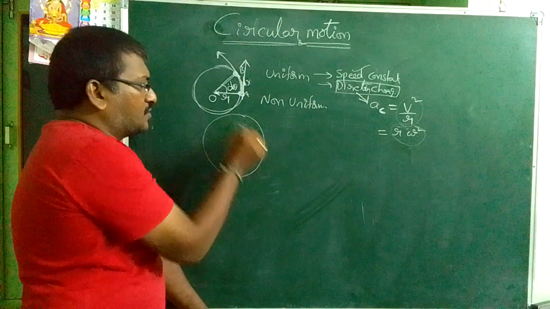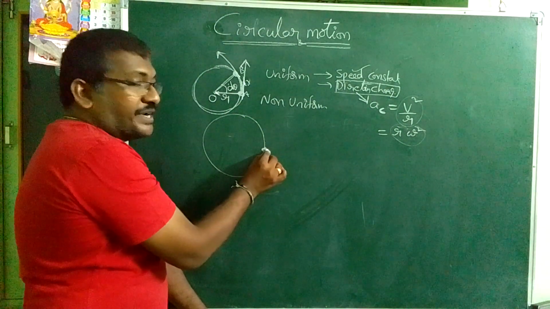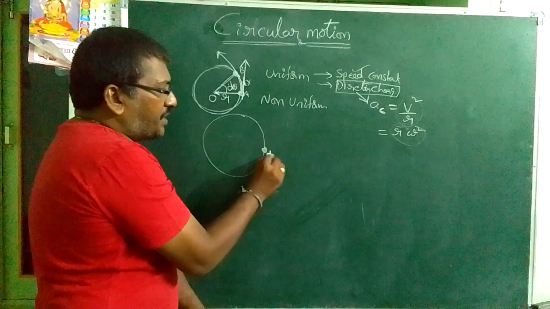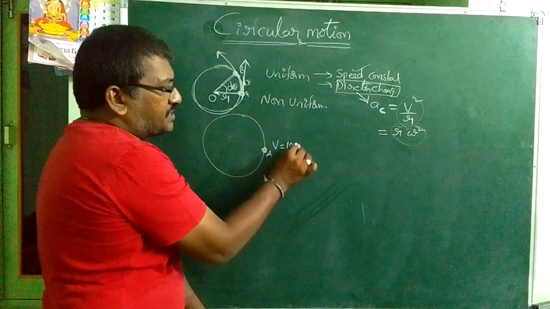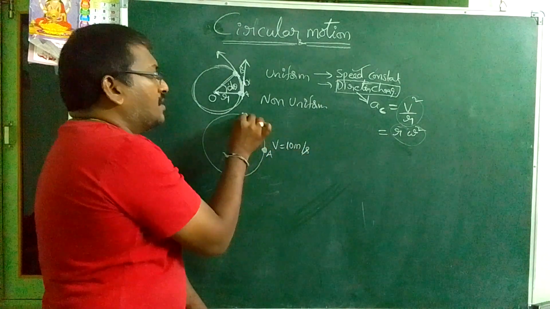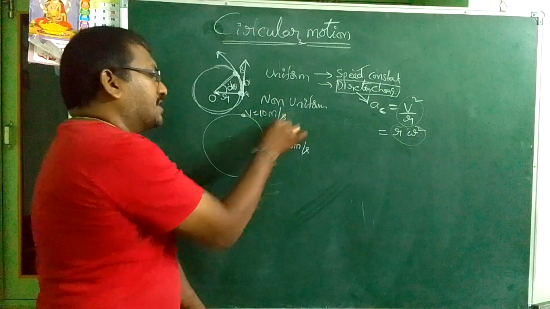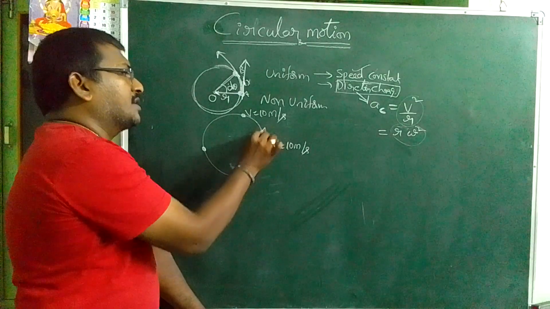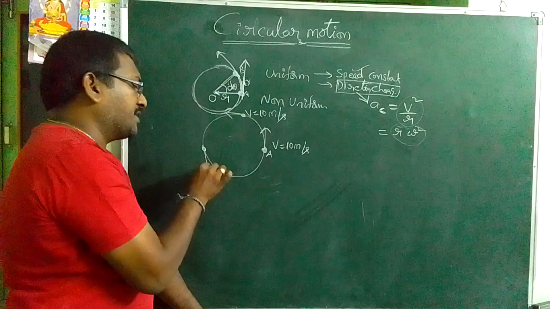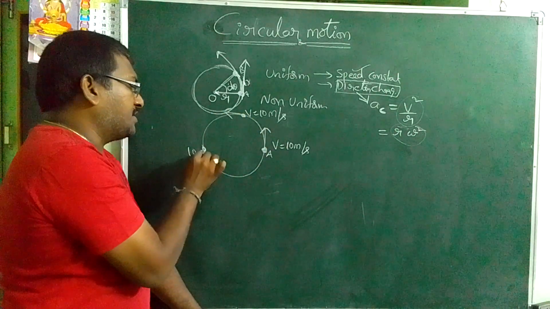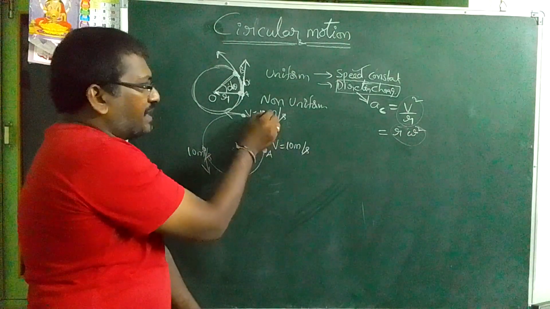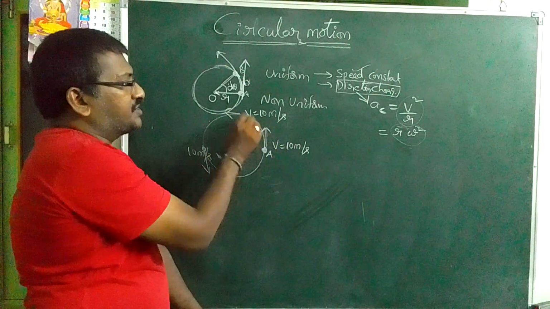When a body is in circular motion, its speed remains constant. That means at point A, the speed of the particle, I am taking as 10 meter per second. At this point, the speed of the particle is also 10 meter per second. Here also, and here also the speed is 10 meter per second. That means the magnitude remains constant but the direction changes.